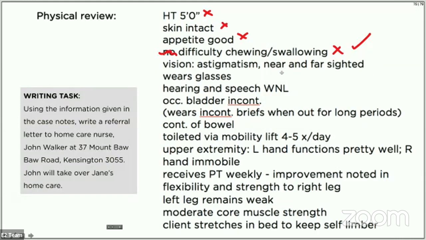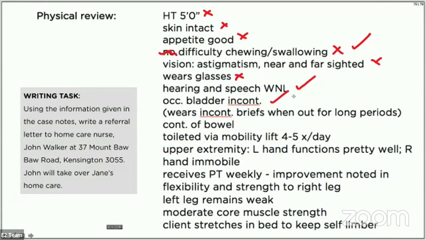Vision, astigmatism, near and far-sighted. Well, near and far-sighted, is that enough to include, or is this unremarkable? Wears glasses. I'm going to say not relevant. I'm going to say not relevant. Hearing and speech within normal limits. I would like to know that if I'm the home care nurse.